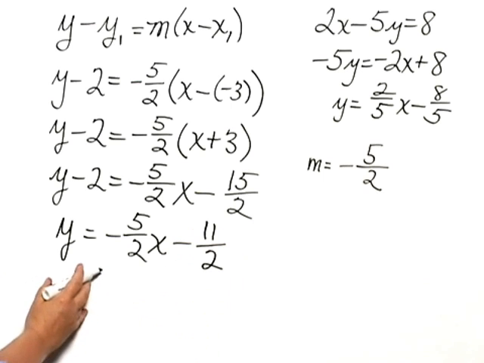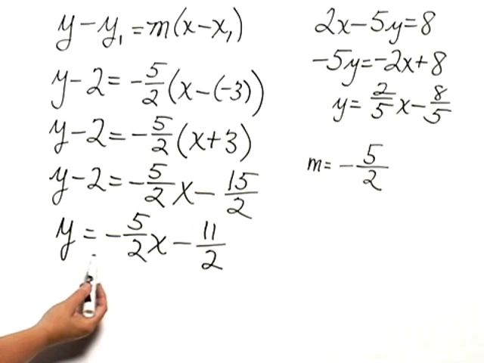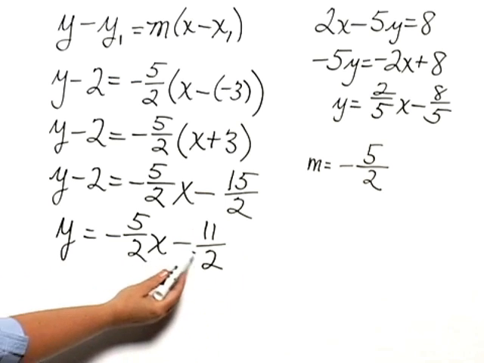So the equation of the line containing (-3, 2), perpendicular to 2x - 5y = 8, is y = -5/2 x - 11/2.